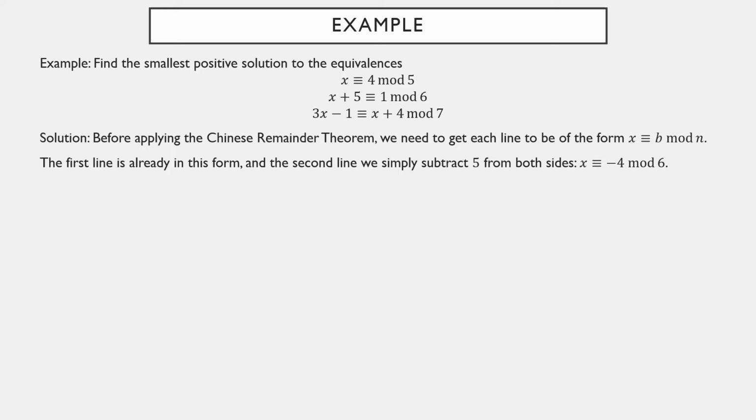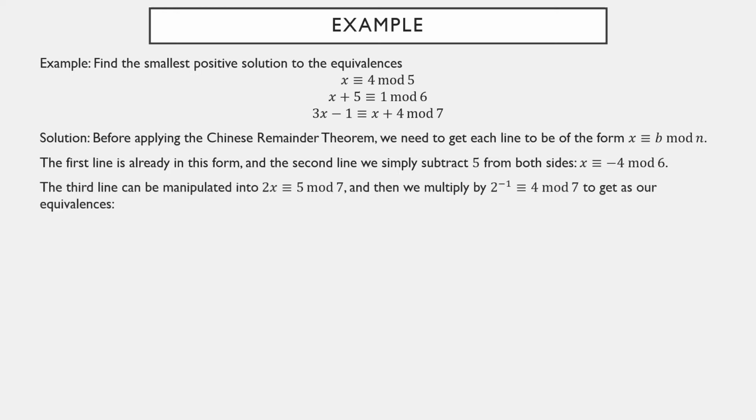The third line, however, is going to take slightly more work. If I add 1 to both sides, and then subtract x from both sides, we get 2x equivalent to 5 mod 7. Now this x is being multiplied by 2, and I don't want the 2 there. I can't divide by 2, but what I can do is multiply by the inverse.